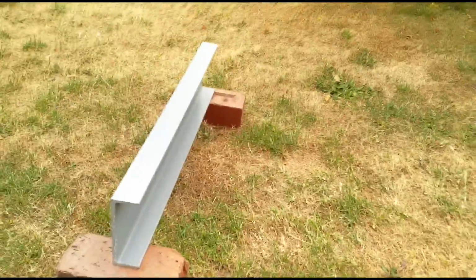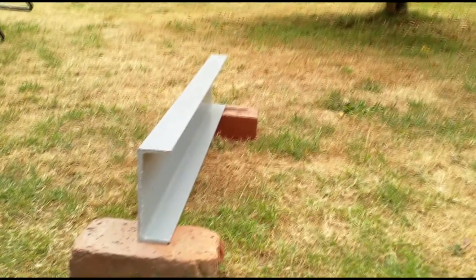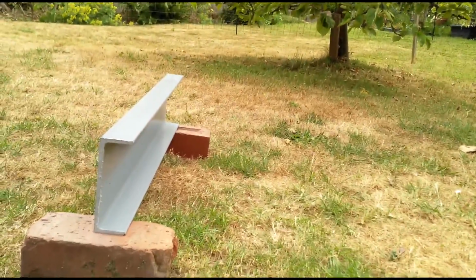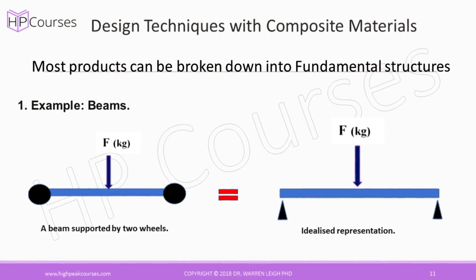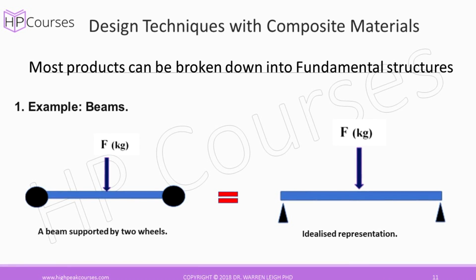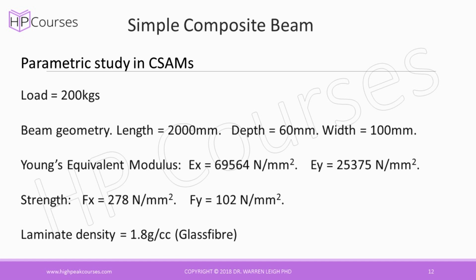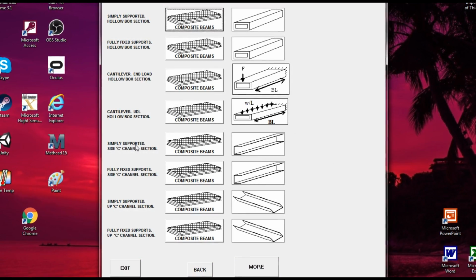Now let's try a different section beam. We'll look at a generic composite C-channel beam, which is simply supported by the two bricks, one at each side. The two bricks represent the wheels. Open CSAMs to demonstrate how we can initially size the component. We go to SLAMs.